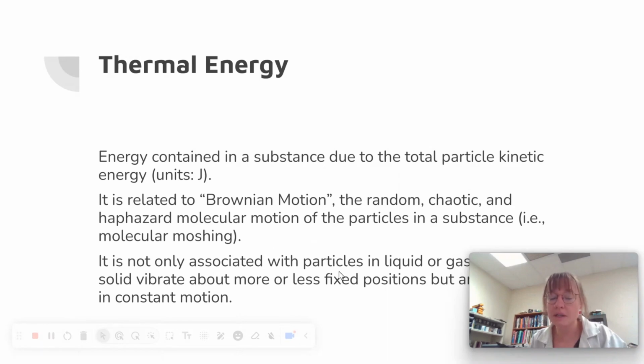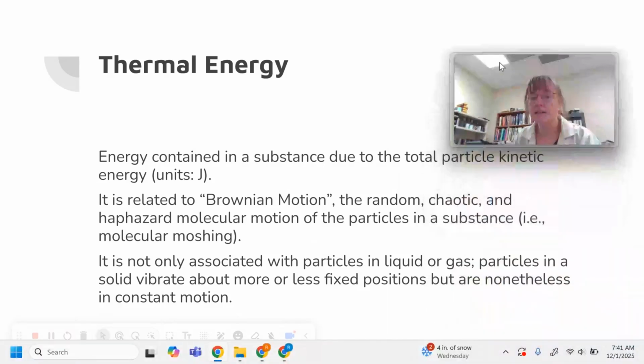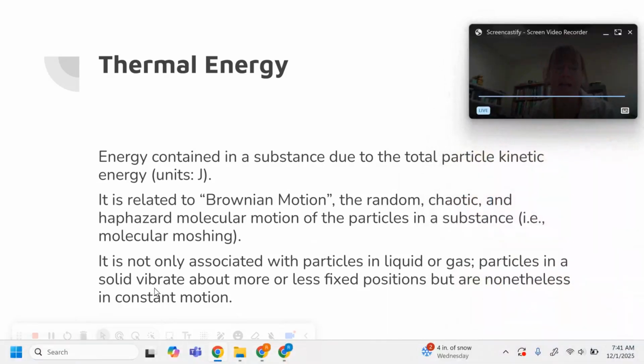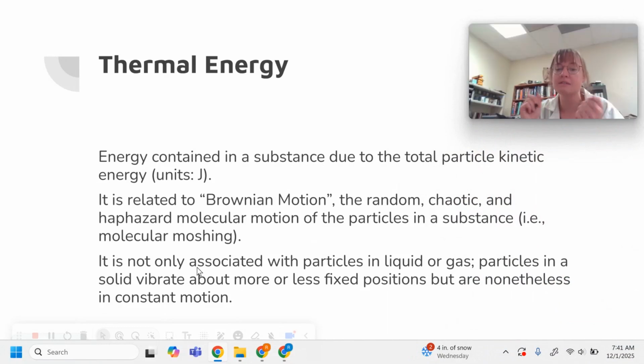We know, or you know from your chemistry class or from days of old or your times in physical science or your times in elementary school, that we have Brownian motion for particles in a liquid or a gas. In a liquid or a gas, they move a little bit quicker, and then in a solid, they kind of vibrate about more or less fixed positions, but are still in constant motion.